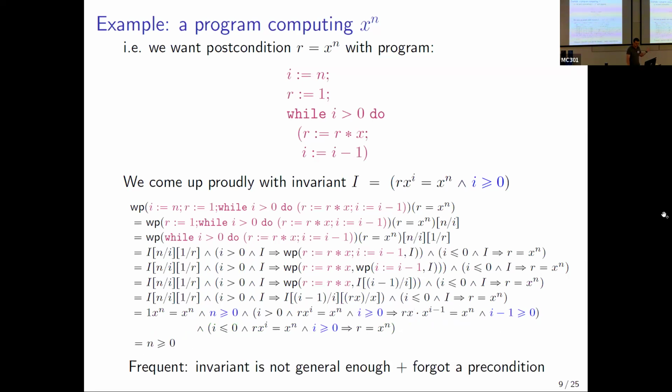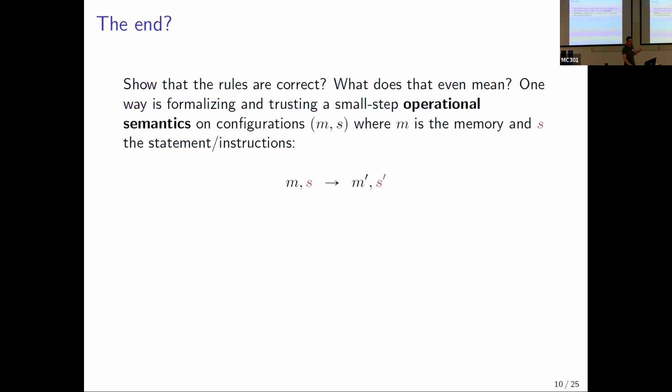So that's very frequent, as you know. The invariant is not general enough, and you forgot the precondition. But then when you check, that's fine. All right, so that's the end. But so what does that mean?